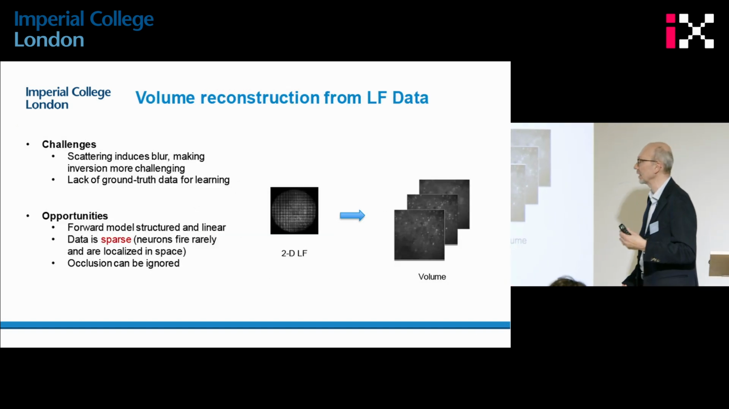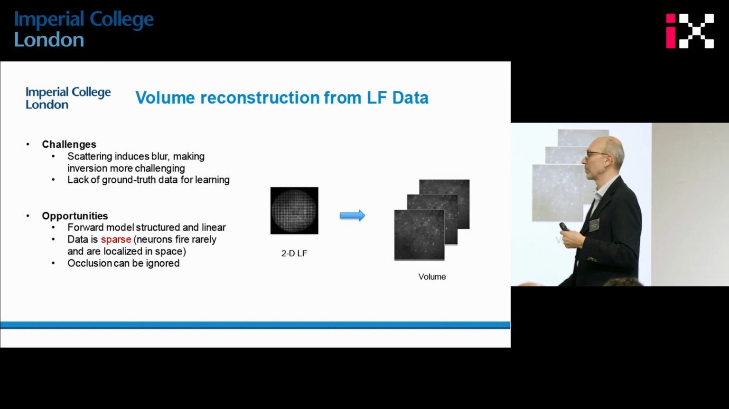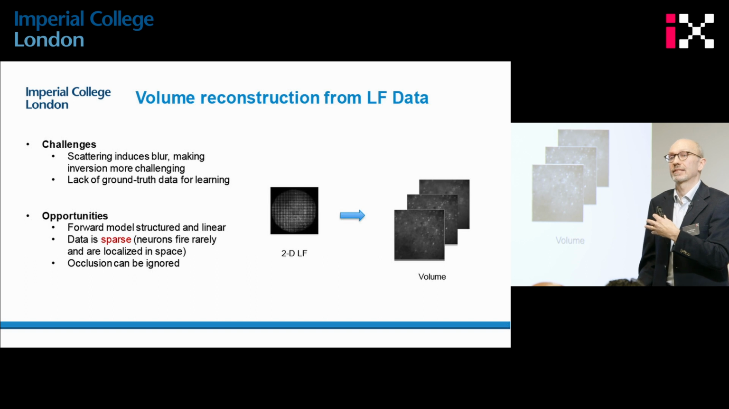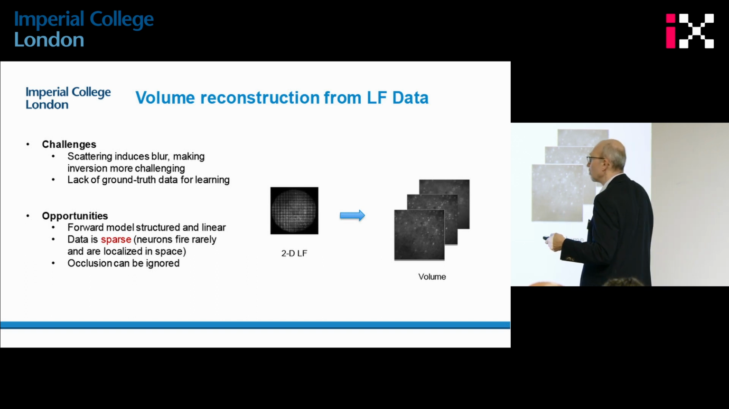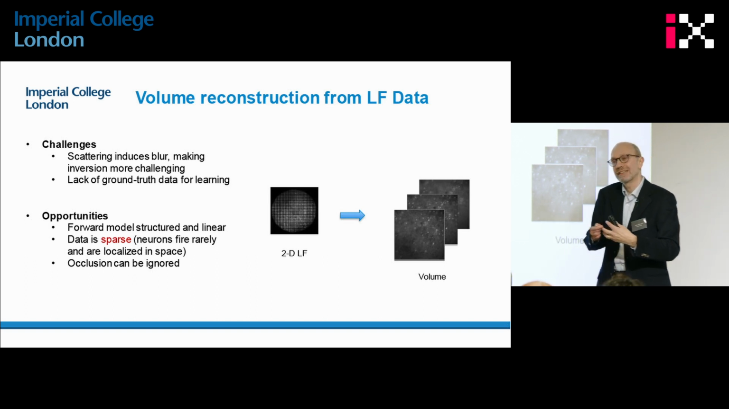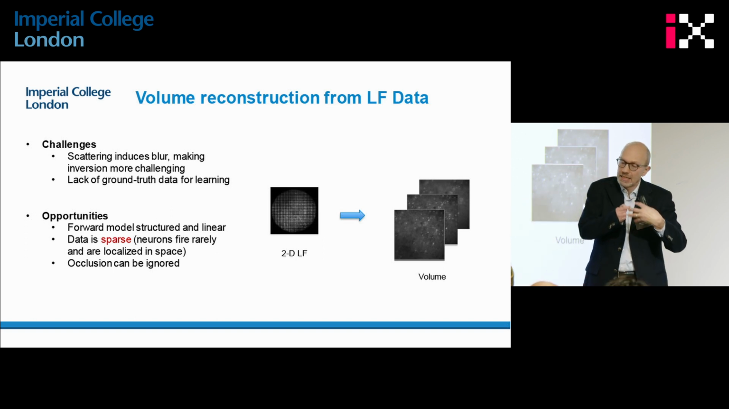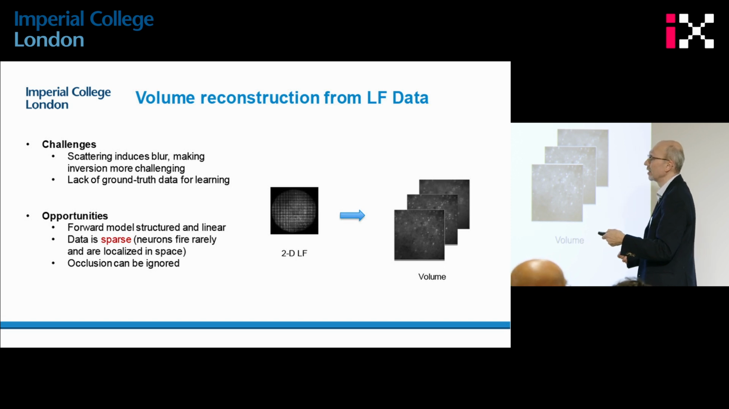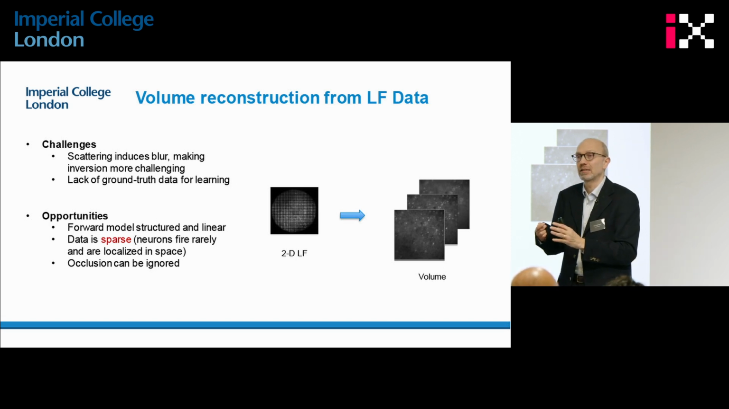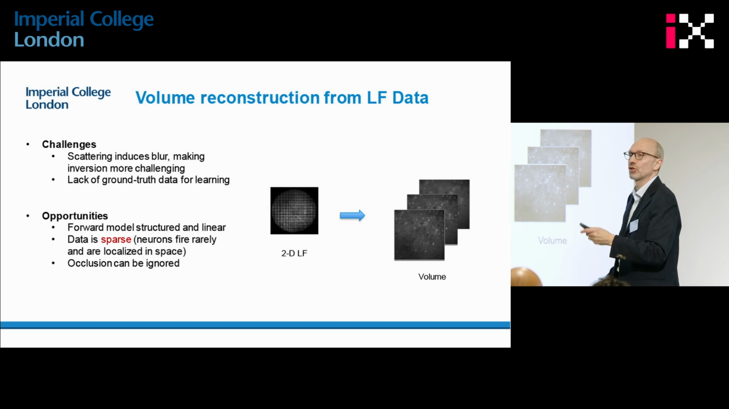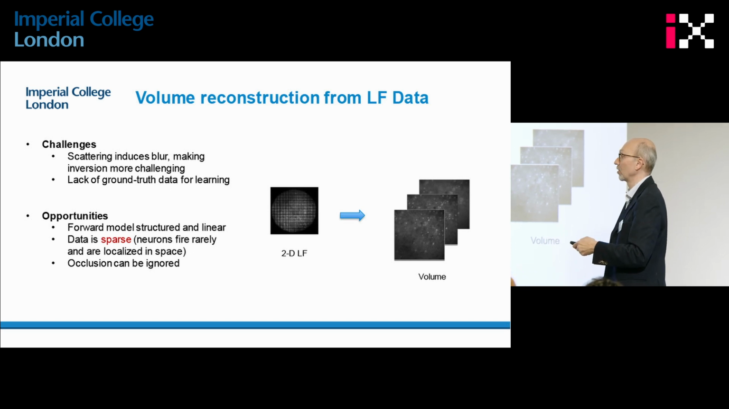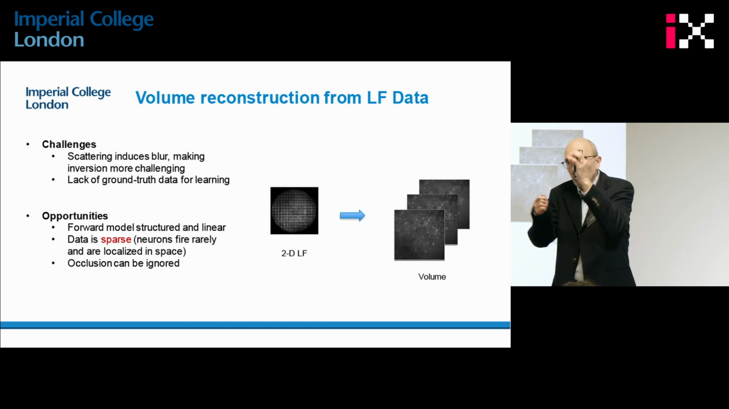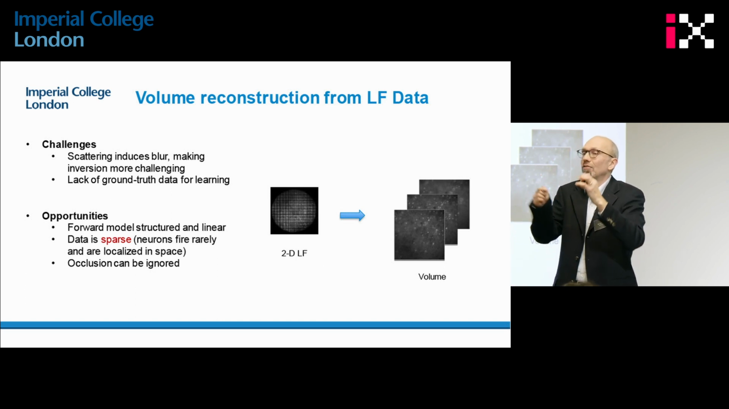The problem is very hard for various reasons that I mentioned before, but there are also some things which are unique to this system, okay? So first of all, the forward model, the model that describes how the volume is converted into a light field image, is essentially linear, which means it's much simpler to describe. And it's actually structured, and I'll show you in what sense it's structured, okay? And that's very helpful. The other thing is that the data itself is sparse, because if you think that you have a volume, a small number of neurons, and they are not active all the time.